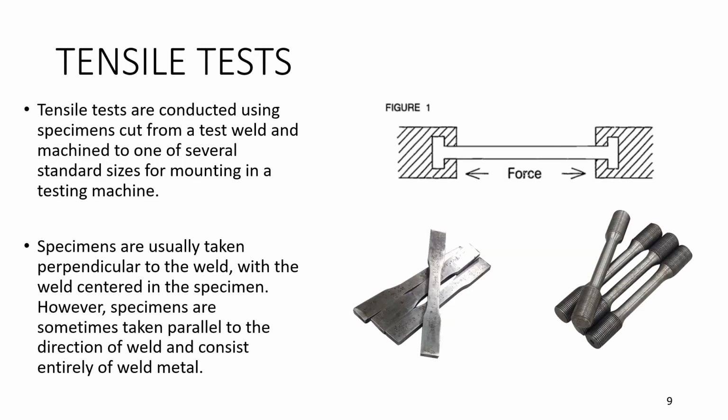Here's an example of what tensile tests look like. Generally, we take them perpendicular from the weld. We can take them parallel to the weld, but we just make these samples and we pull them apart and we measure how much force it took to cause these things to fail, to pull apart. We measure that and we compare it against the code requirements, and it either passes or fails.